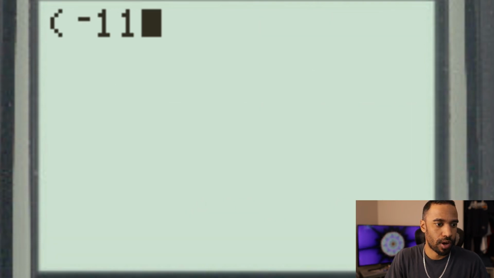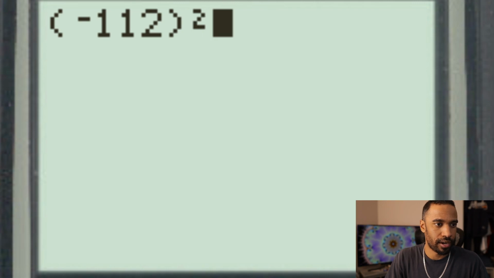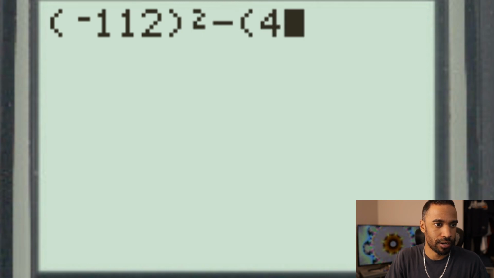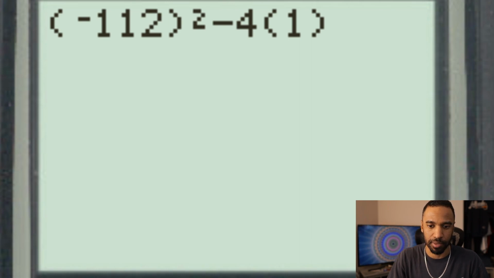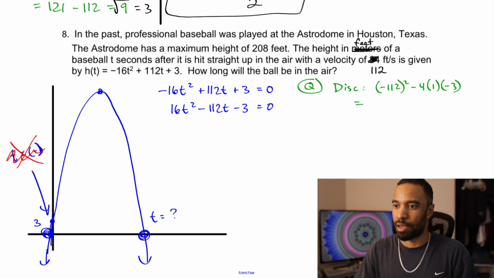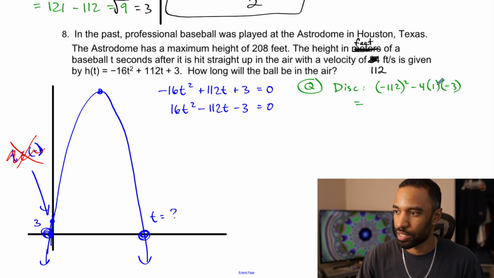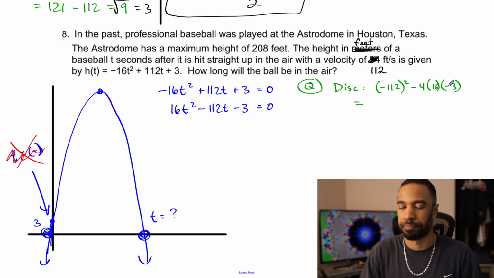Calculator friendly. I'll just do the whole thing. Negative 112 squared minus 4... well, let's write it exact as written. 4a. Oh, a is 16. Hold on a second, I messed something up. I've been writing 1 so much. It's a 16. There we go.